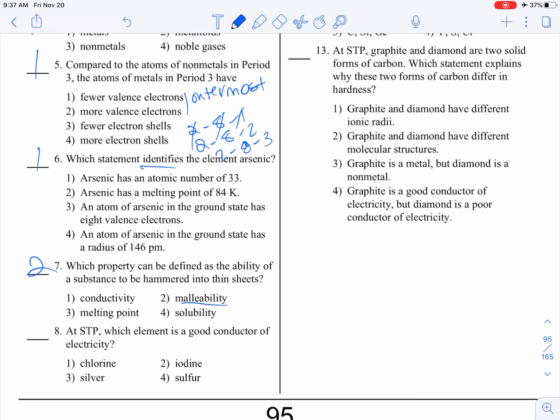What does it mean if you are conductive? That means you allow things to flow through, like heat and electricity. Melting point is the temperature at which a solid turns into a liquid. Solubility, can something dissolve? At STP, which is standard temperature and pressure, which element is a good conductor of electricity? That is a metal. So let's look to see who is a metal. Chlorine, that's a nonmetal. Iodine, that's a nonmetal. Silver, that's our metal. Sulfur is a nonmetal. So that's our answer.